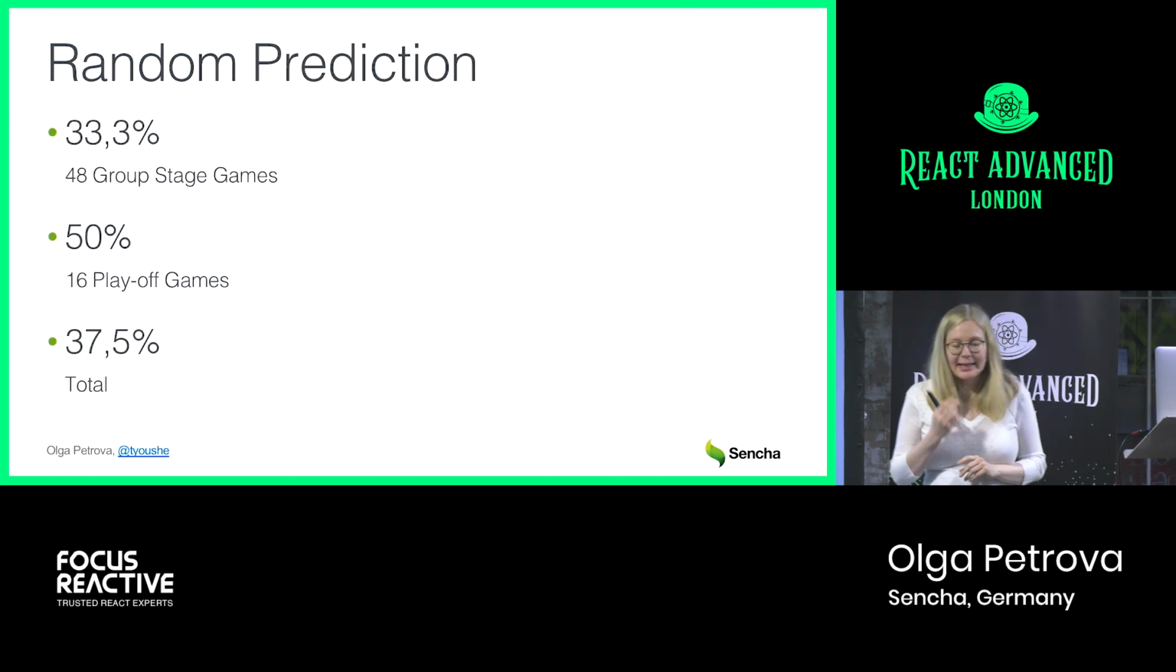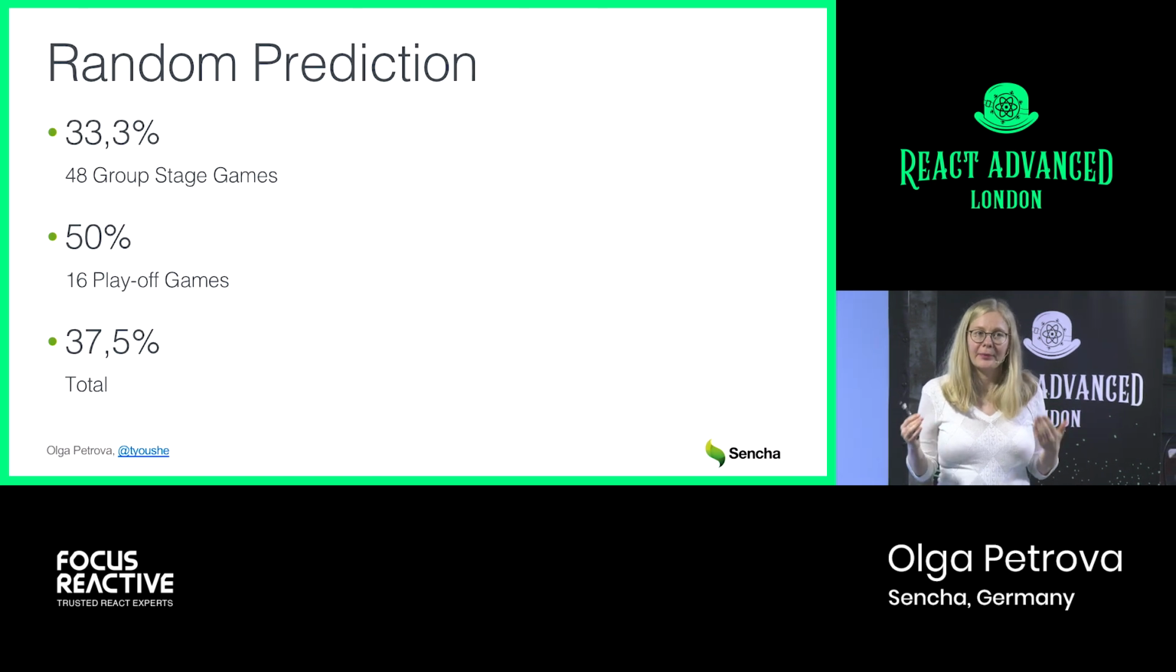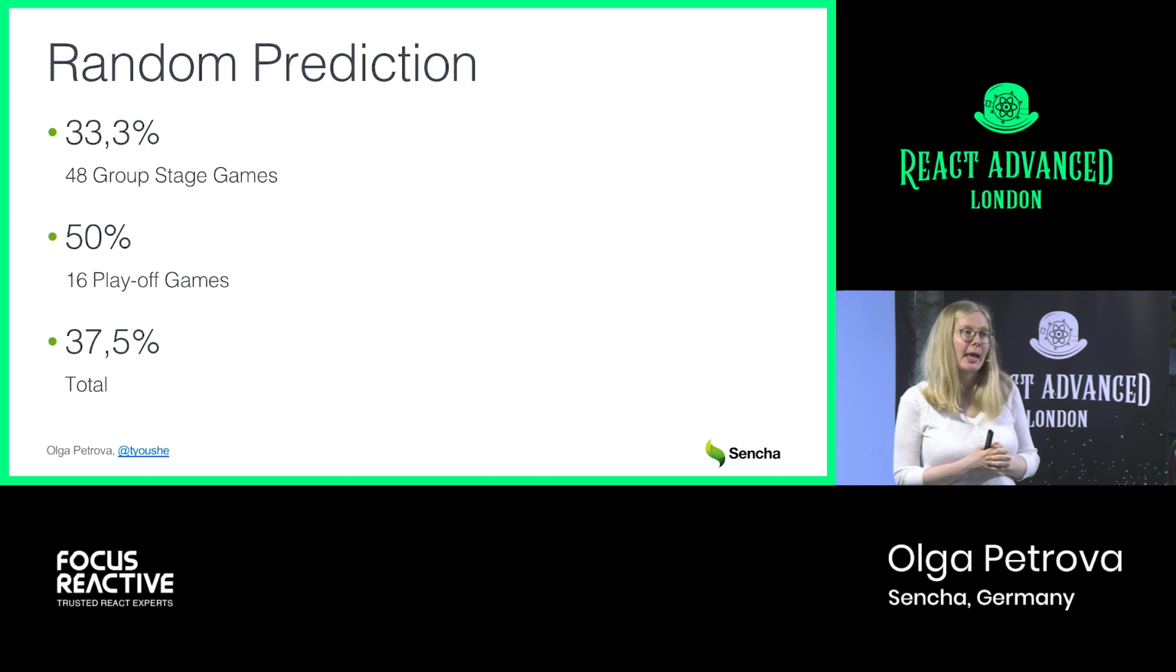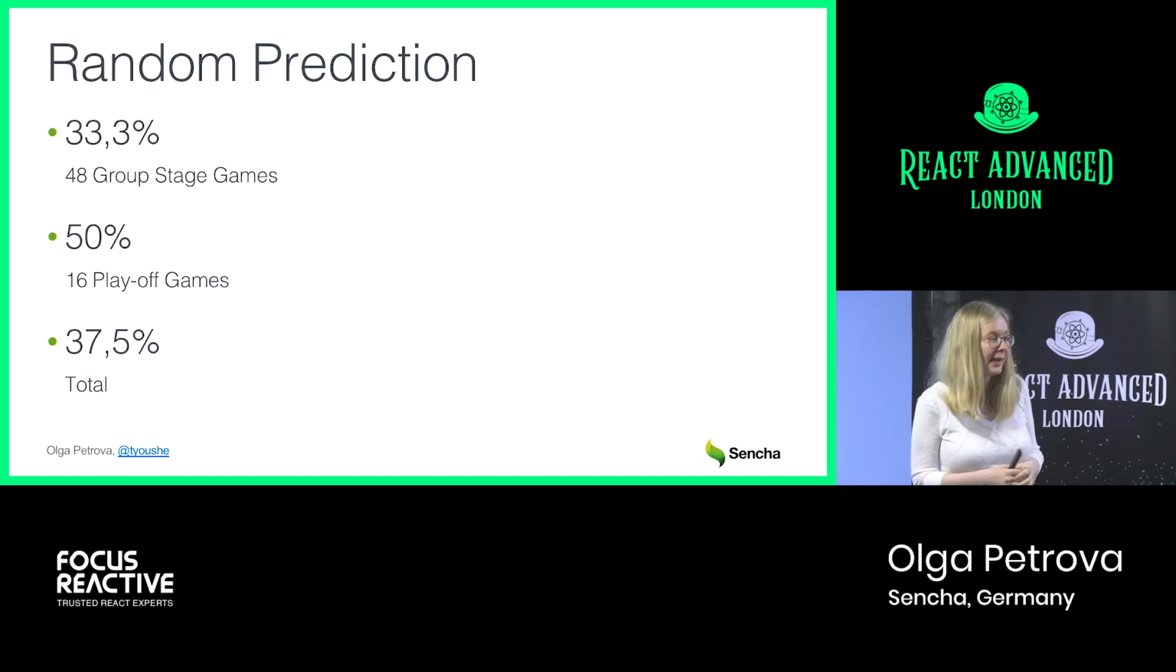And I understand that trying to predict results of football games is a kind of ambitious task for a person who has never built any machine learning model before. So I decided to define a baseline for myself and use a model doing random prediction as a baseline.